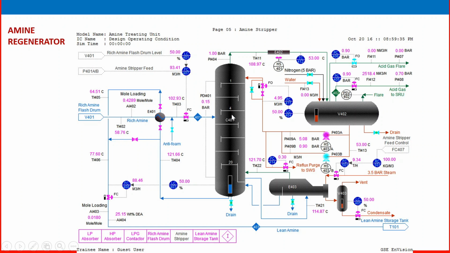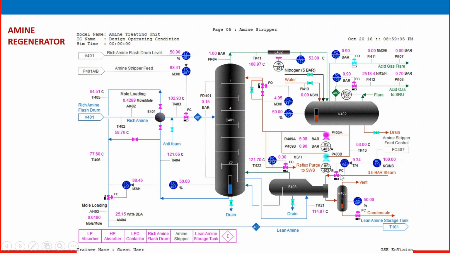The rich amine enters here and comes down, and it needs heat. Here it is a high temperature and low pressure system, working on the principle of boiling point difference. To create a difference in boiling point, heat is the driver here. The energy is provided by the reboiler. So the entire amine plus H2O solution is taken to a kettle type reboiler, where heat is provided by steam.